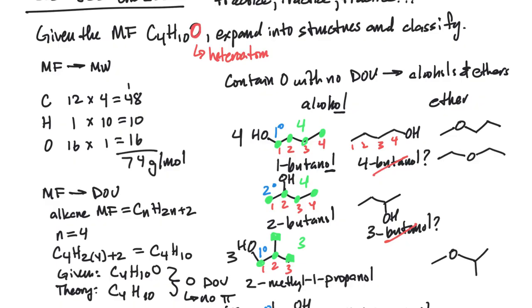Then for the last case, 2-methyl-2-propanol, we start at carbon 1. That's a CH3 group. We go to carbon 2. That carbon has the OH. It has no hydrogens because it's bonded to 3 other carbons, so that's also unique.